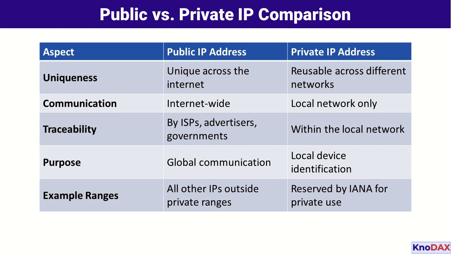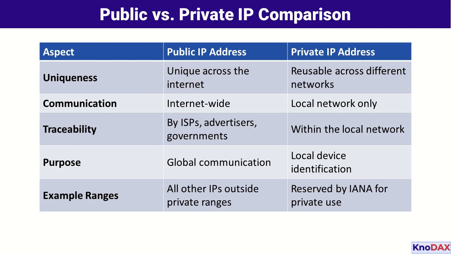Communication. A public IP allows communication across the Internet, making it accessible from anywhere in the world. A private IP is restricted to communication within a local network, so it cannot be accessed directly from the Internet. Traceability. Public IPs can be traced by ISPs, advertisers, and governments, which means they can be used to track the location and activity of users. Private IPs, however, are traceable only within the local network, so they provide more privacy compared to public IPs.